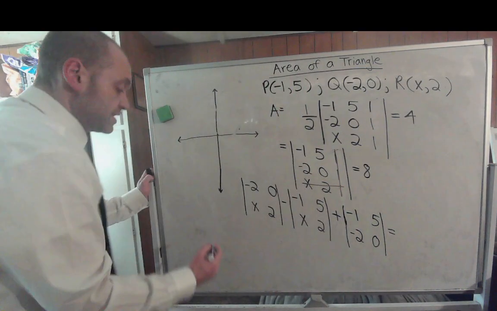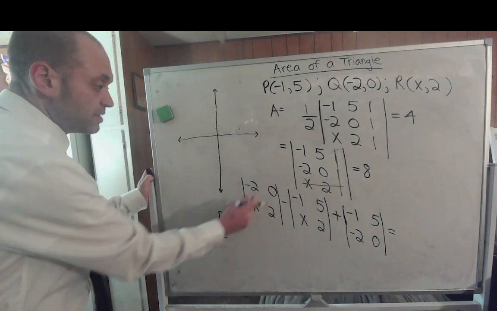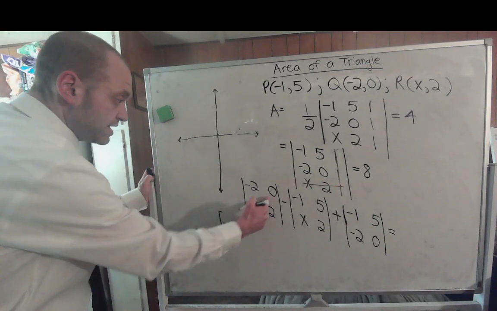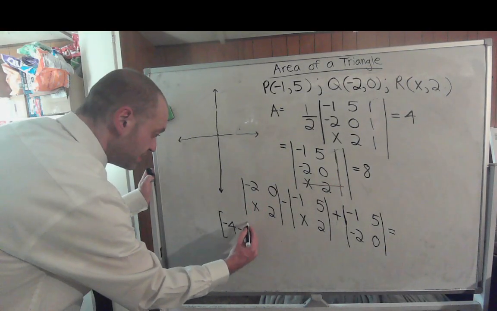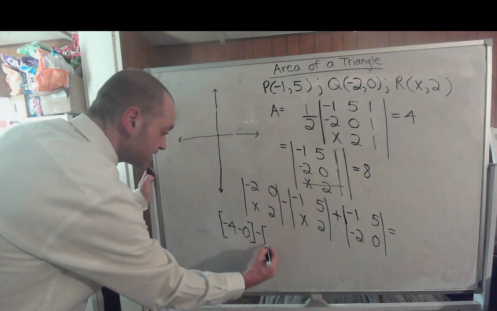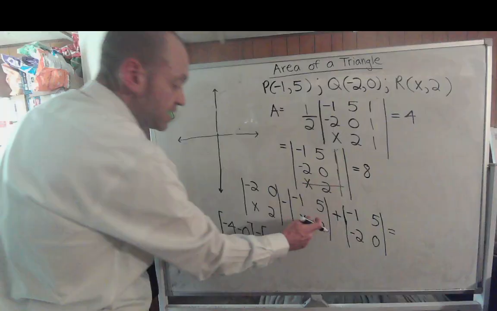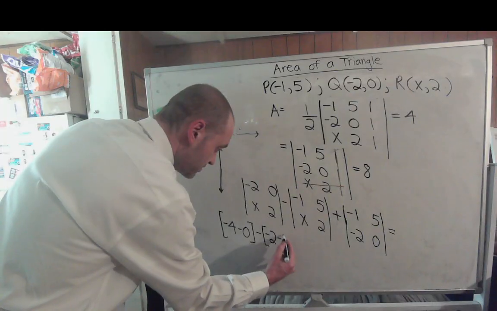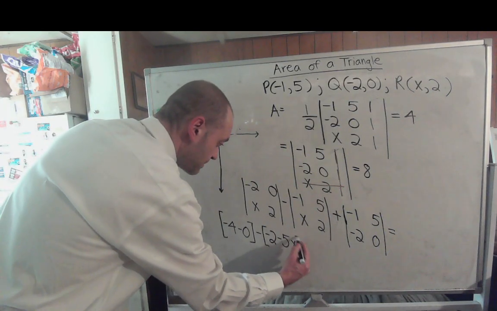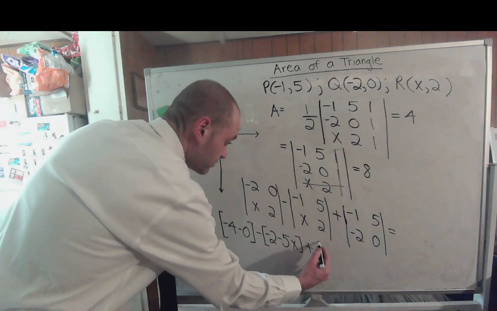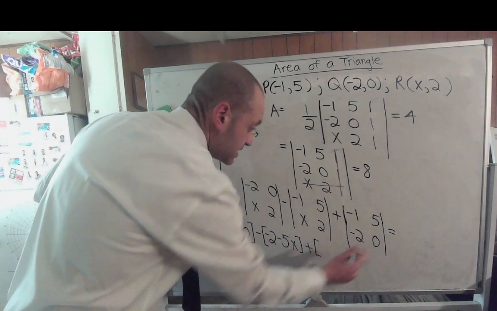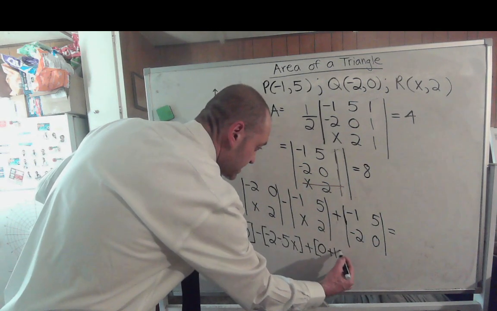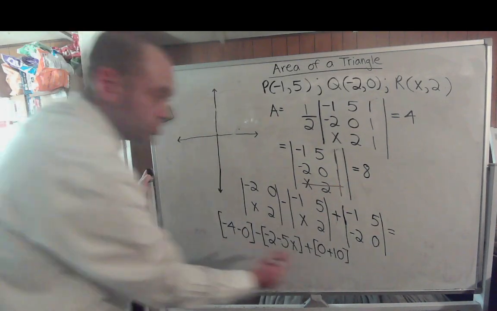Let's simplify this a bit here. So in the first determinant, -2 times 2 is -4. Minus 0 times x, that's just -0. Minus your next determinant, well, -1 times 2 is -2. Minus 5 times x, so that would be -5x. Plus your final determinant, so -1 times 0 is 0, minus 5 times -2 is actually +10. All that should equal 8.